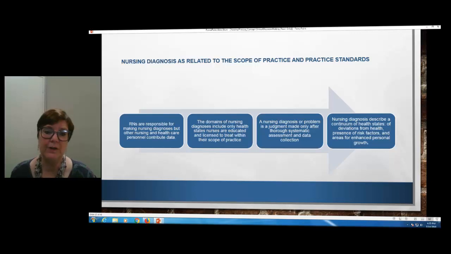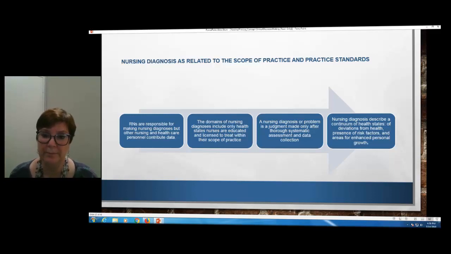So the domains of nursing diagnosis are going to include only health states that you as a nurse are educated or licensed to treat. So your nursing diagnoses are going to be things that you can do. Now, for some of the diagnoses, you're going to identify interventions, but those interventions are going to require that you call the doctor and get an order. But that is certainly within your scope, and that is certainly within the realm of what you would need to be doing, and that all relates to coordinating care and identifying interventions to deal with the problems that you're going to identify.